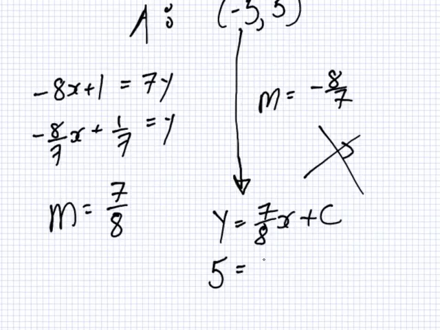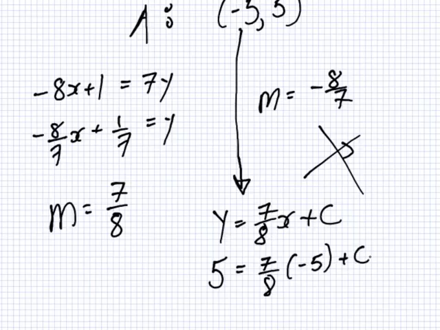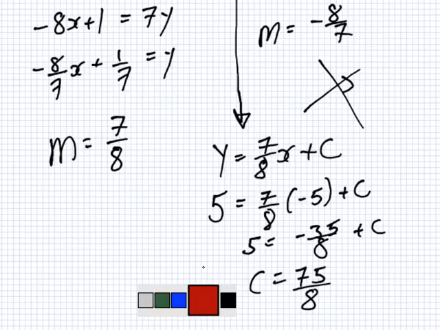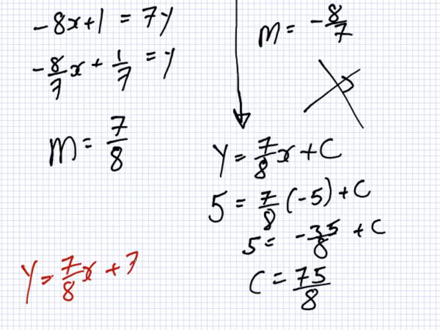So we use this point here. 5 equals 7 over 8 times minus 5 plus c. 5 equals minus 35 over 8 plus c. So what's that? No, it's a plus, isn't it? 75 over 8? Yes. C is 75 over 8. So I have my answer. y equals 7 over 8x plus 75 over 8.